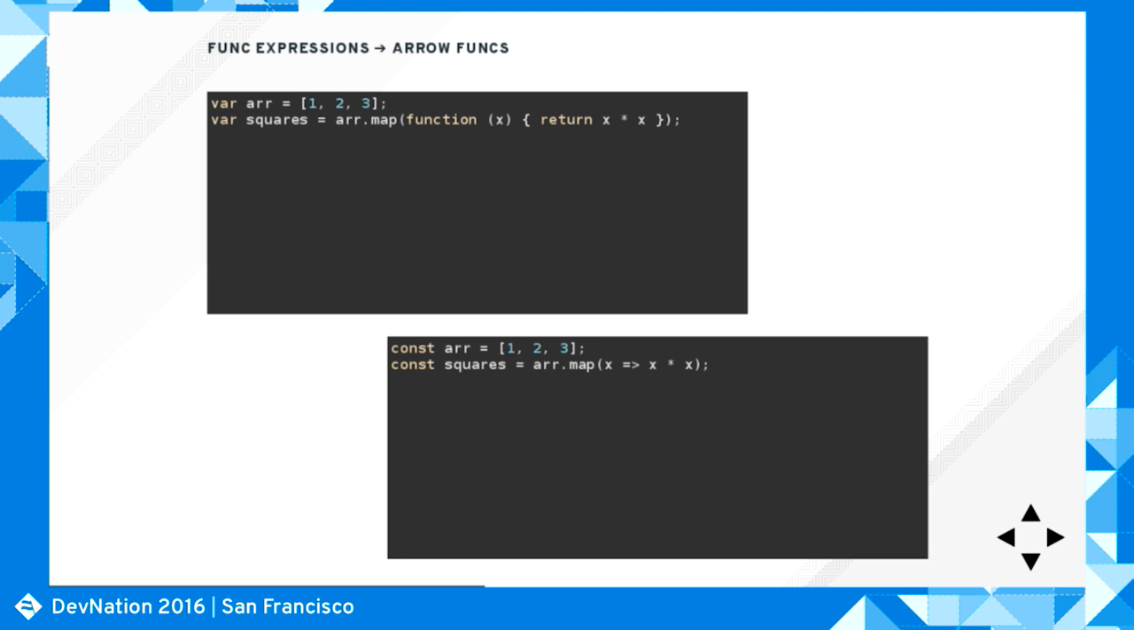That's not too bad, but these new arrow functions, sometimes called fat arrow functions, are a lot cleaner. They use that equals, greater than operator.